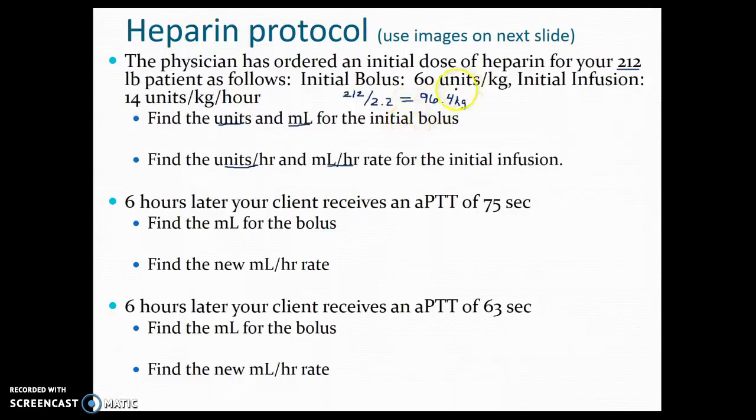Now I'll start with the bolus. The bolus is to be 60 units per kilogram. So 60 units per kilogram. I will multiply by the patient's weight of 96.4 kilograms. Cancel my kilograms, and I will do this math on the calculator because it will give me an answer in units, which is one of the answers that has been requested. So on my calculator I multiply and I get 5,784, and that is units.